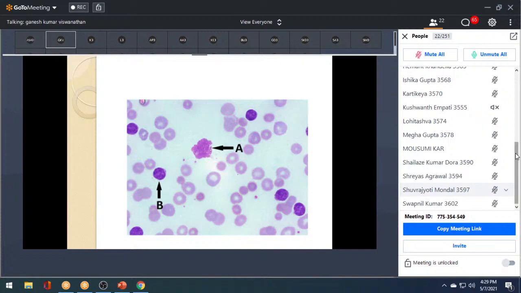The number of smudge cells is very prominent in case of CLL. Though this can be seen with other lymphomas and other leukemias, the number is much higher and characteristically seen in CLL.